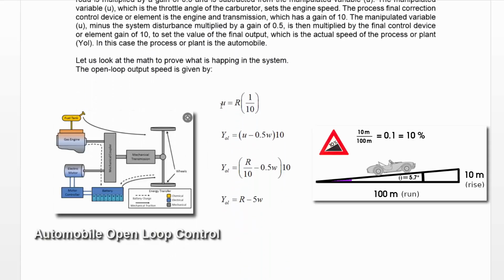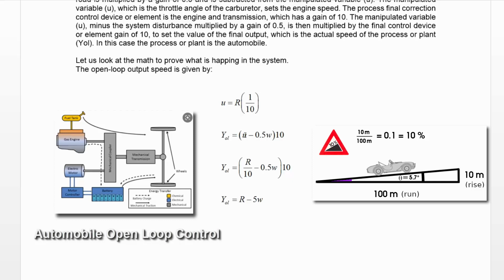Okay, U, which is our output, our manipulated variable. Now, this is not the output of the process. This is the output of the controller. So U equals R, our set point speed, times 1/10. The output of the system, the output of the plant, is U, the manipulated variable, minus 0.5 times W, the slope of the road. Then we have that times the gain of the plant.